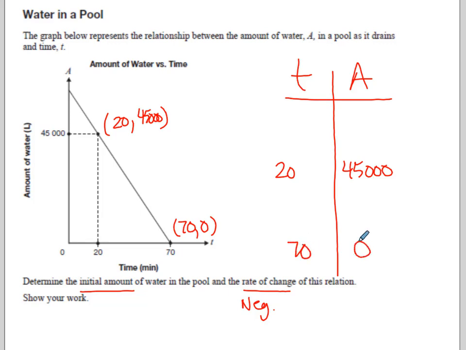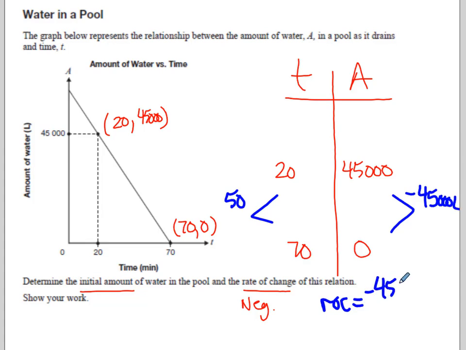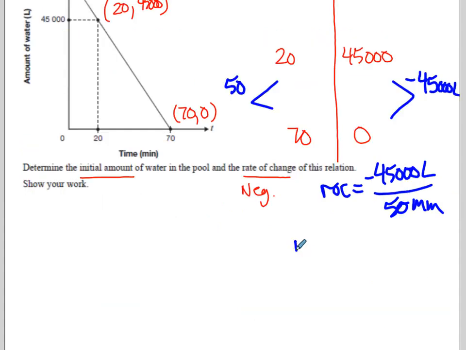Okay, so now I'm going to go after the rate of change first. This is changing by 50 minutes. This is changing by, and please note the negative sign, negative 45,000 liters. So your rate of change is negative 45,000 liters every 50 minutes. Which means my rate of change, if we actually do that division, is negative 900 liters per minute. That means we're going down 900 liters every minute. So we have our rate of change.